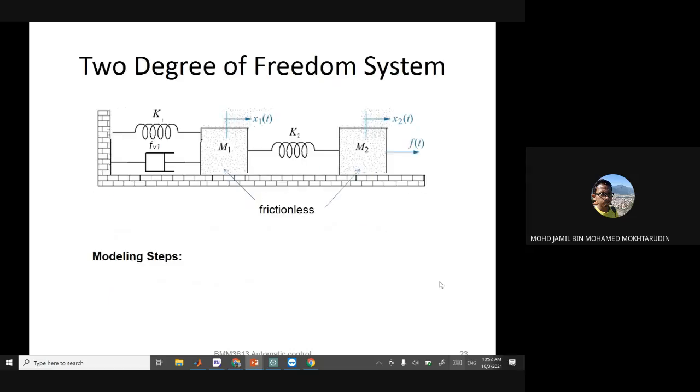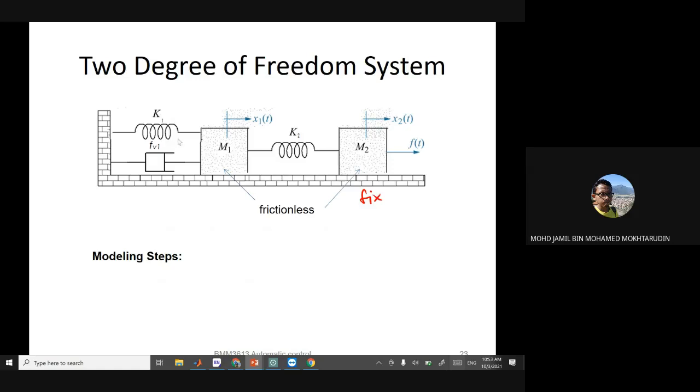Okay, so let's look at an example of 2 degree of freedom. Here in this example, you have 2 masses or 2 boxes. Box M1 with position X1 and box M2 with position X2. So why is it 2 degree of freedom? Because basically, if you hold box M1, you fix box M1, then M2 can move independent of M1.